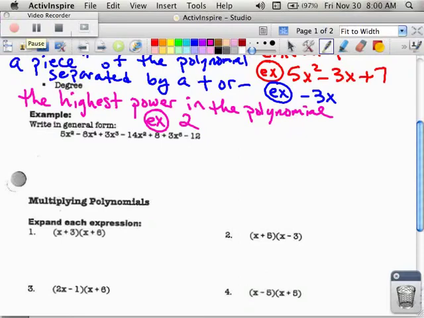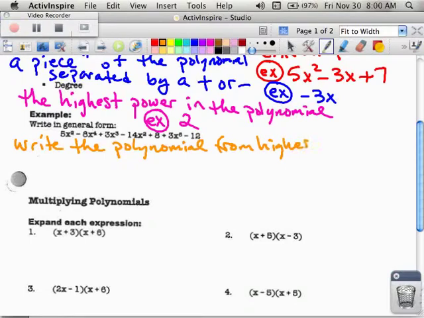General form means to write something from highest power to lowest power. So write the polynomial from highest power to lowest. For example, in this particular polynomial, we look for the highest power, we see that it's a 5, so I would write down 3x to the 5th, and then I look for the one with the 4 power, so that's minus 8x to the 4th.